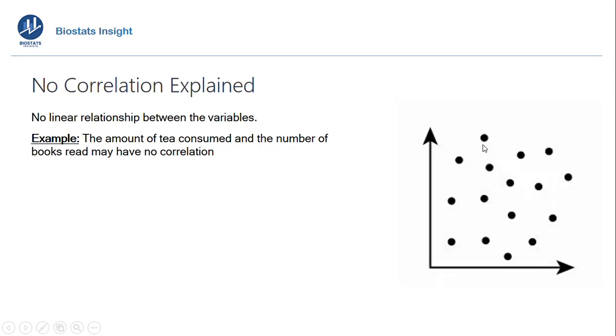There is no correlation. Here in the graph you can see there is an x and y axis, and there are points that are the variables, and you can see there is no relationship between them. So the amount of tea consumed and the number of books read do not have any correlation.